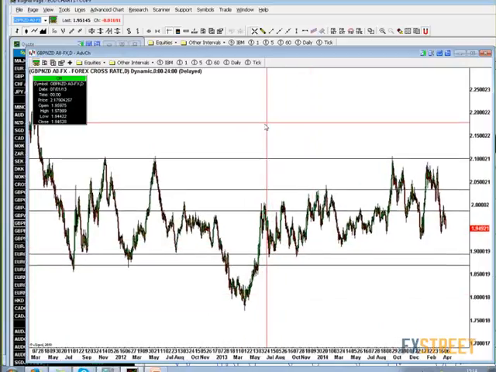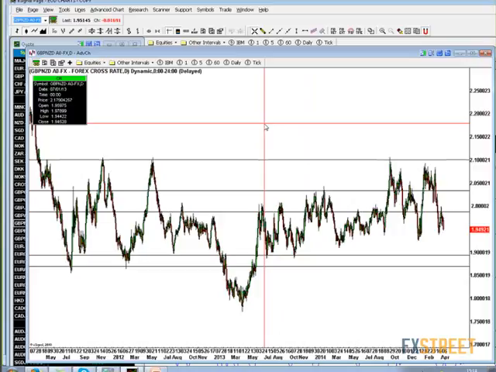And as I said, this is why I start this analysis on the monthly and the weekly, purely because if you start on the monthly and the weekly, a lot of the time by the time you get down to the daily, you'll find that the levels are already there for you.